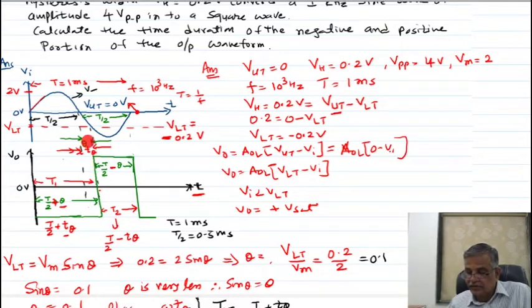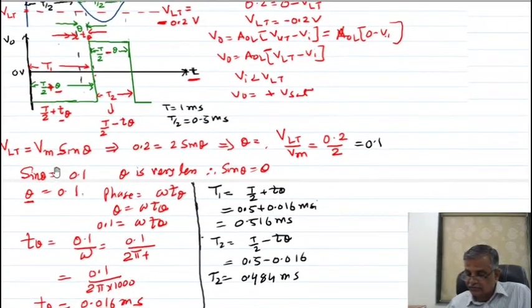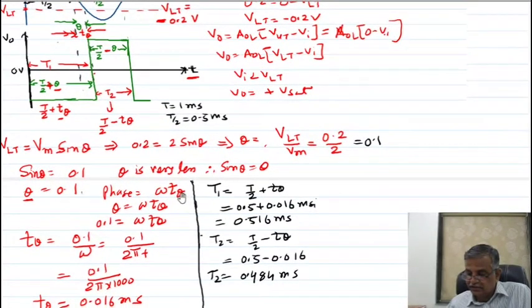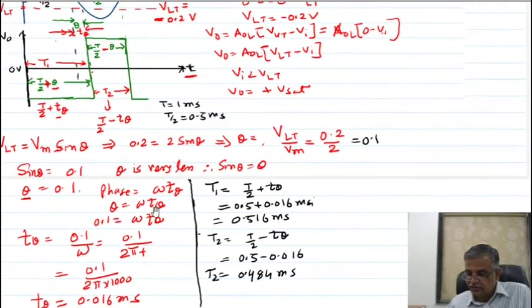So this is your phase. Theta is your phase, so I can find the phase like this. You studied this in a previous standard. Phase is nothing but omega t theta. So I find the t theta, the time period for this phase theta. And this T1 is T by 2 plus t theta, and this is T by 2 minus t theta. So you can get your answer.